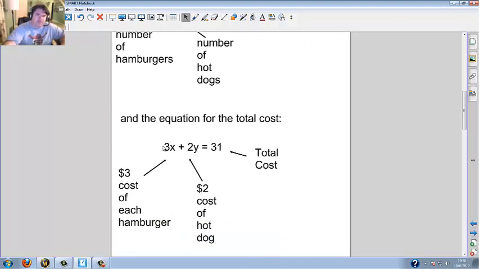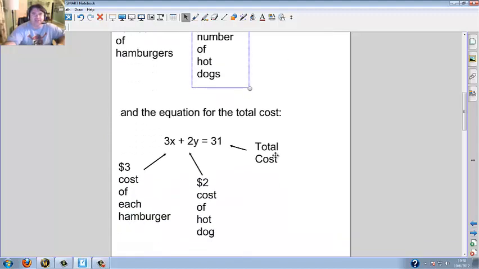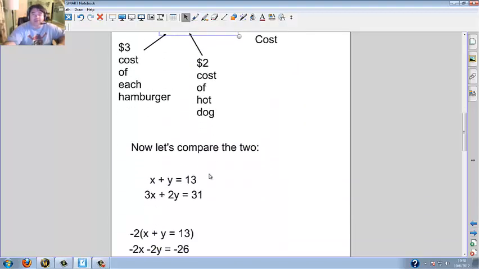So again, to reiterate, since it was $3 per hamburger, 3x, $2 for hot dogs, so 2y equals a total cost of 31. Again, I repeat, this one just tracks how many were sold. So hot dogs and hamburgers combined equals 13. This talks about cash, how much money. So 3x plus 2y equals 31. And now we combine the two. Where will the two meet?